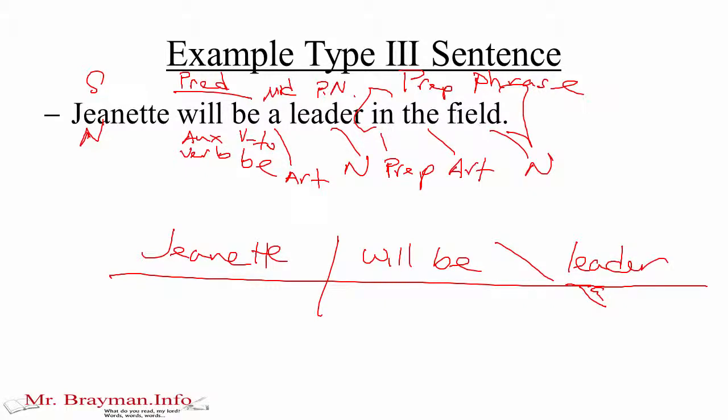Now what to do with this prepositional phrase? Is it telling when she's going to be a leader or where she's going to be a leader? Right, it's telling where she's going to be a leader, so it's modifying the predicate noun. So it goes over here, in, the field. So I was going to figure out what those prepositional phrases are modifying so that you know where to put them in your sentence diagram.